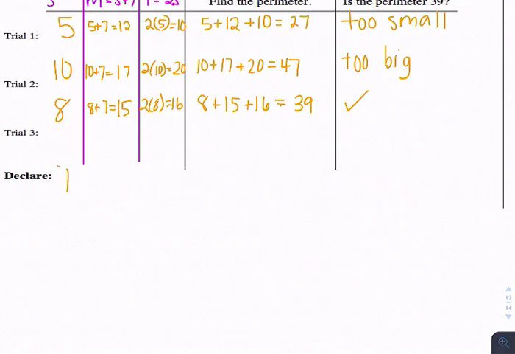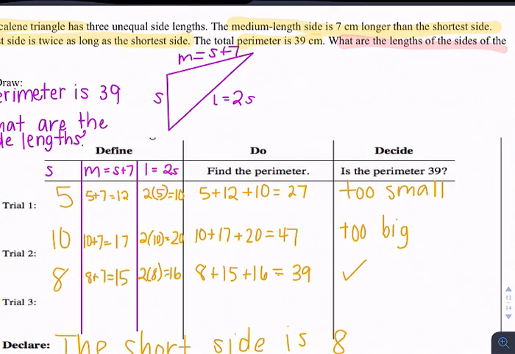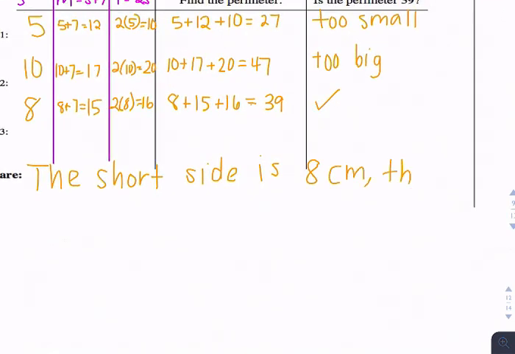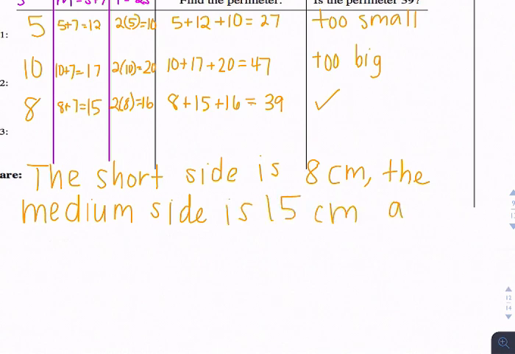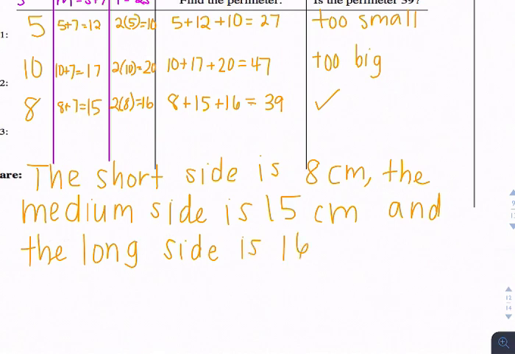So I could say the short side is 8, and I believe we were working in centimeters, yes. 8 centimeters. The medium side is 15 centimeters. And the long side is 16 centimeters. I've answered it. I have all 3 sides in there, short, medium, and long. I have labels. I started with a capital letter, ended with a period. I've got a complete sentence. I've got all of the information I need. And I've got my answer.